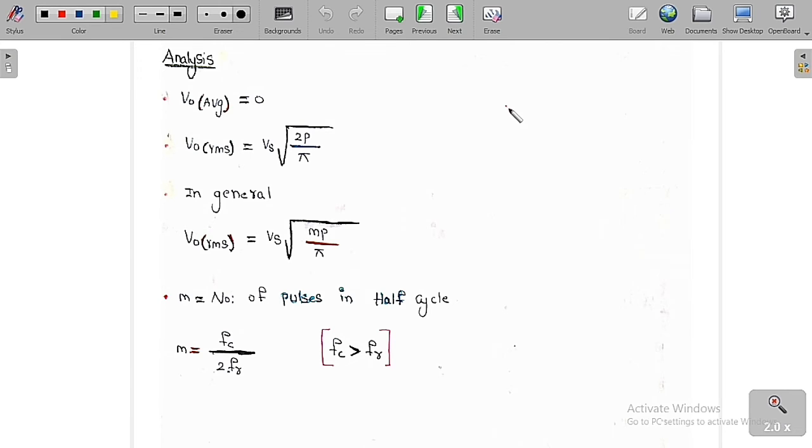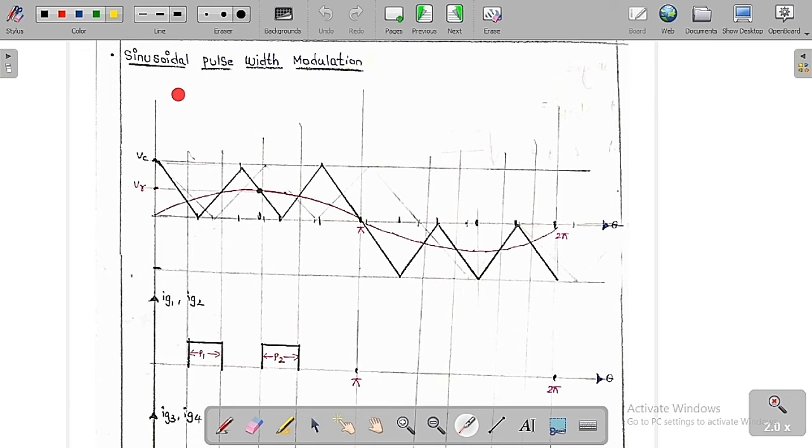So with the help of PWM we are going to change the output average voltage, and we can even reduce the harmonics. We can even eliminate them. So now we are going to learn about sinusoidal pulse width modulation.